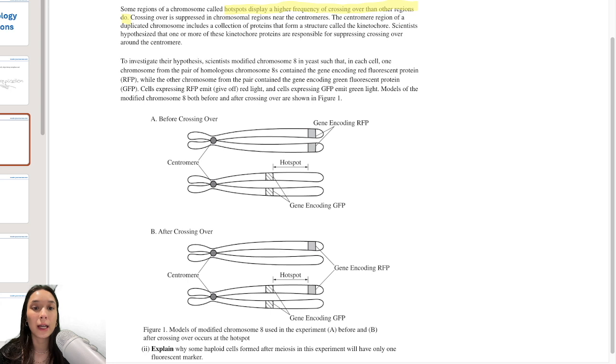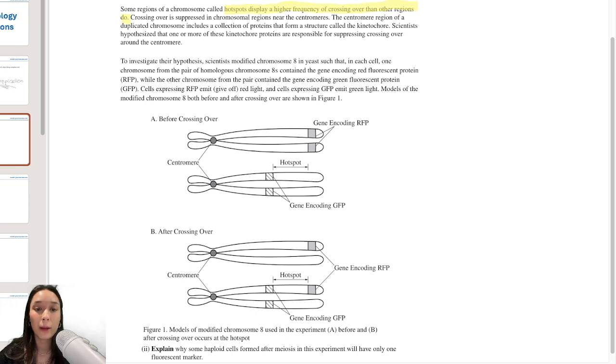Scientists hypothesize that one or more of these kinetochore proteins are responsible for suppressing crossing over around the centromere. So they believe that around the centromere, which they give you a diagram of here, the crossing over should be suppressed. So there should be less crossing over near the centromere, likely just because there are bulk proteins there.